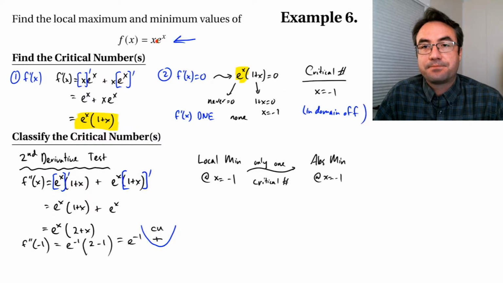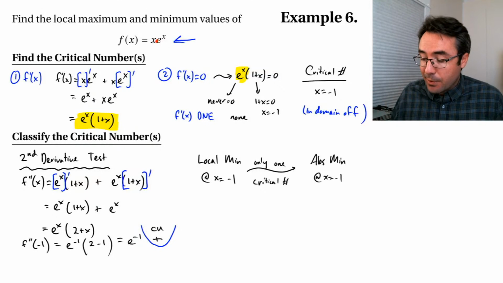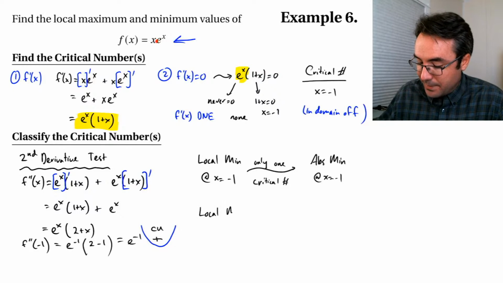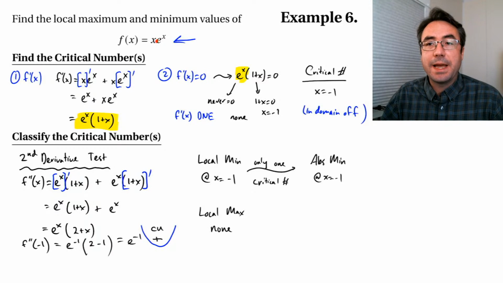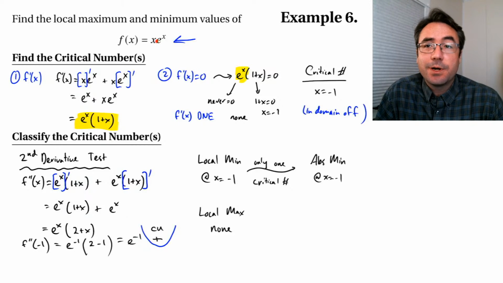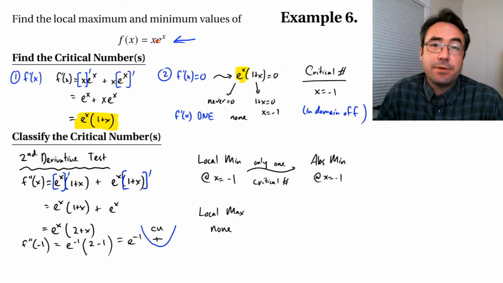And since that's the only critical number, if we were looking for a local max, there's none. There's no local max here. So it can only happen at a critical number. There's only one critical number, and it's a min, so we can't have a local max.